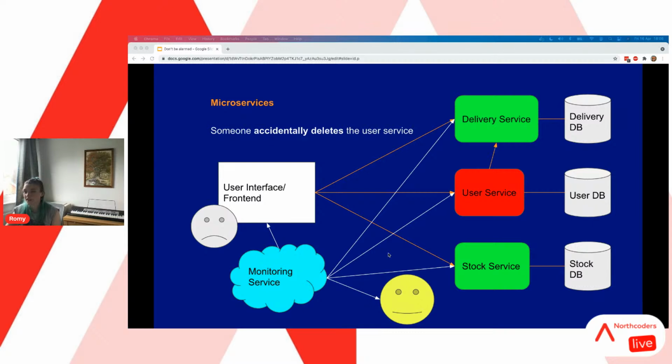But yeah, we get pinged. They say, hey, this service isn't responding at all. So then the developer knows that they can either roll back to the last working release or patch a fix.